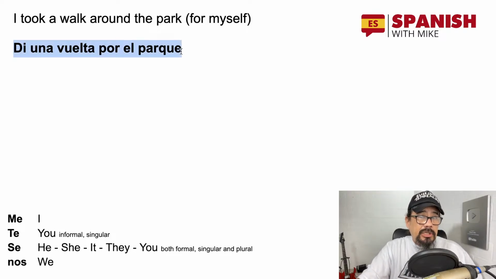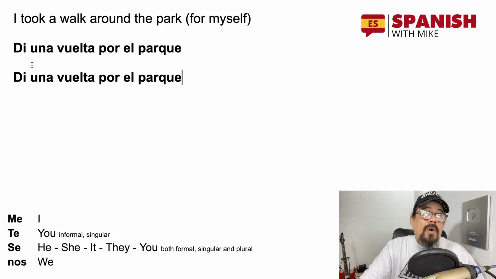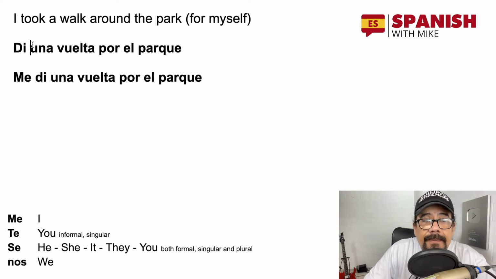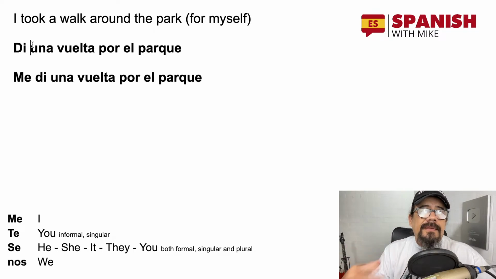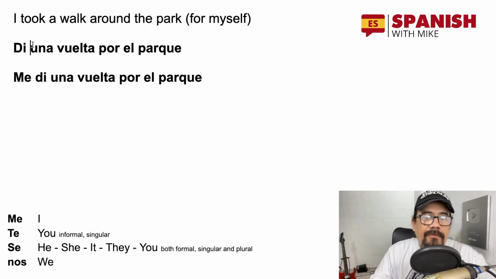Subject, verb, object. Yo di una vuelta. Totally understandable. Or if I want to sound more natural, me di una vuelta por el parque. For my own enjoyment, for my own amusement, for my own benefit. I needed to relax, so I took a walk around the park. Me di una vuelta por el parque. Why did I do that? Well, just add the dative of interest.